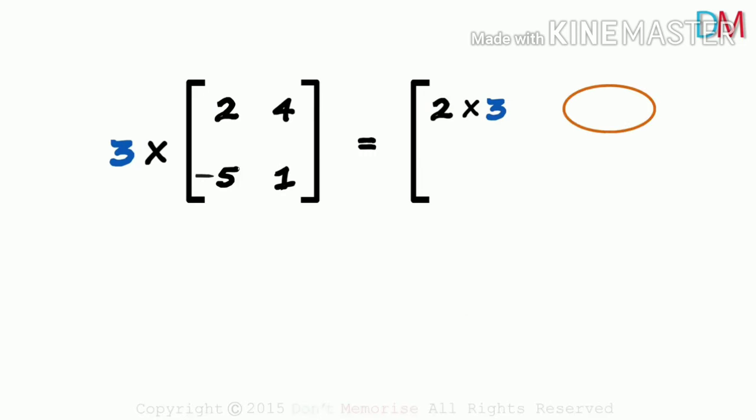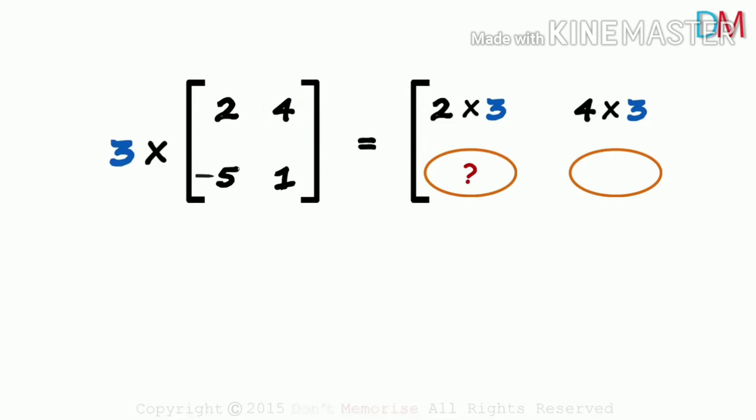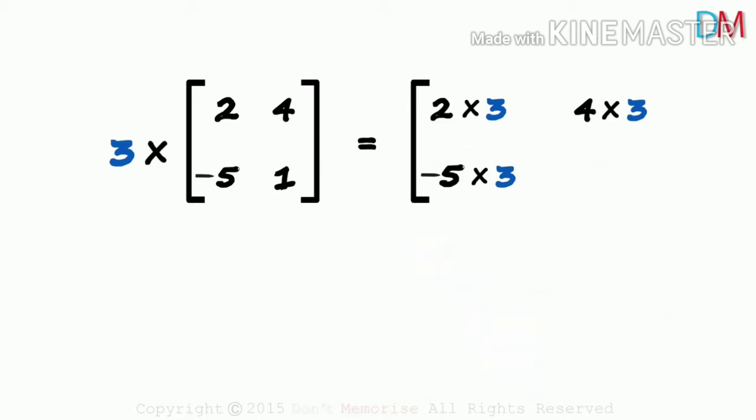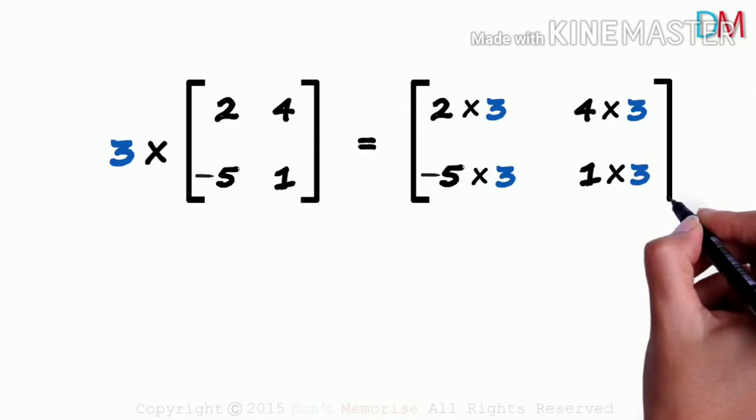To get the 1/2th element of the resulting matrix, we multiply the 1/2th element of the original matrix by 3. The 1/2th element is 4, so we write 4 multiplied by 3 here. Now I want you to pause the video and find the elements in these two positions. We will have -5 multiplied by 3 here and 1 multiplied by 3 here.